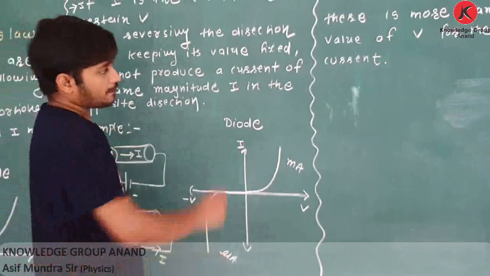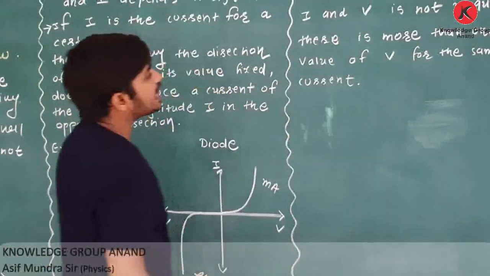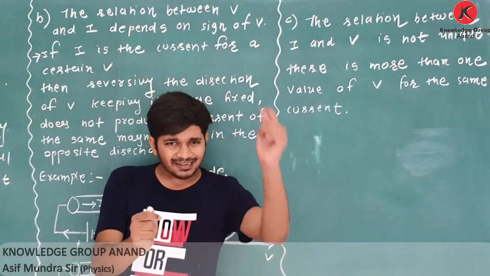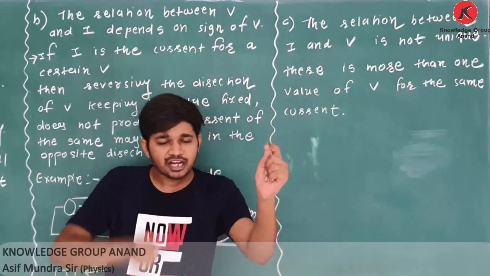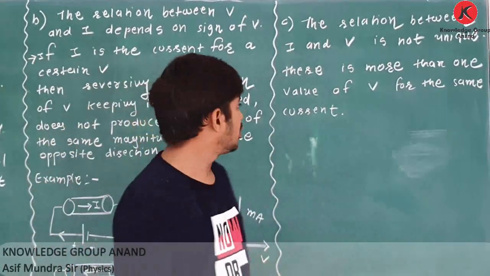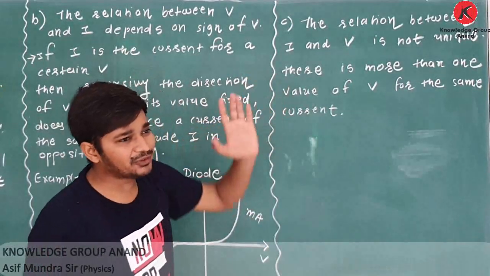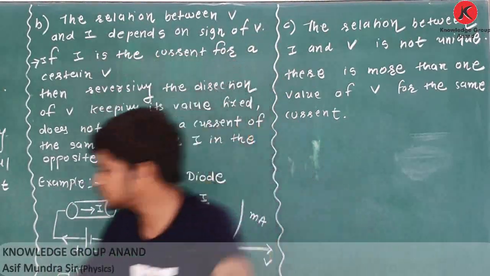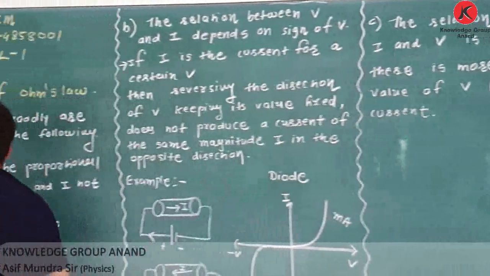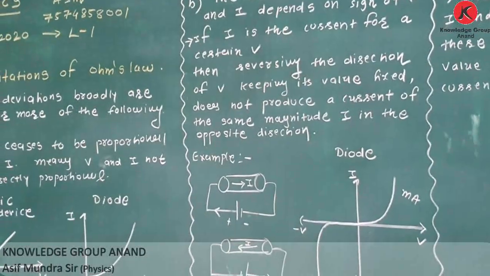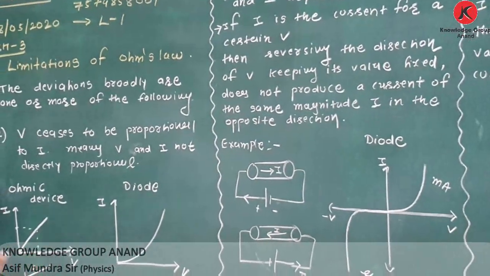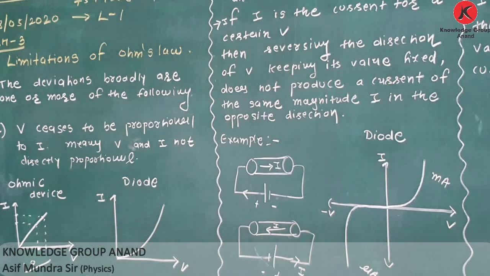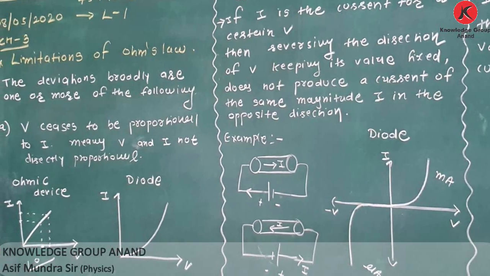Now last, third point. The relation between I and V is not unique. What is the meaning of unique? For one value of voltage there is only one value of current, or for one value of current there is only one value of voltage. See in this figure, for this value of current, only one value of voltage. For this value of current, only one value of voltage. So it is one to one, a unique relation.